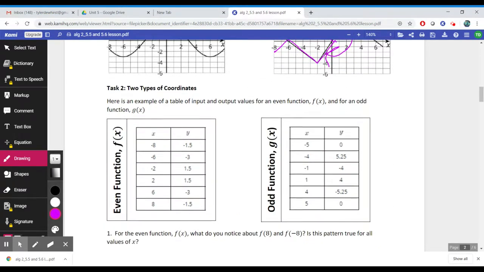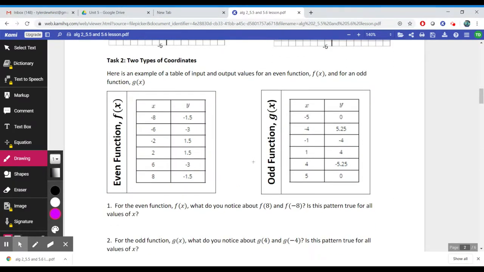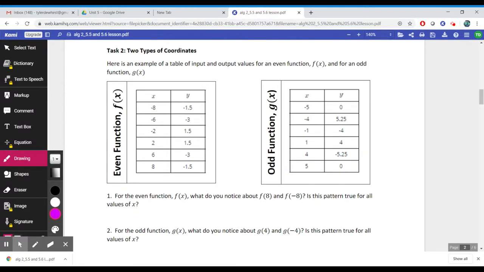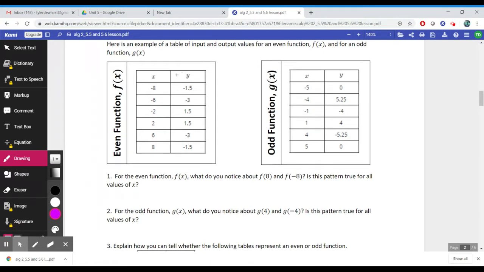So using that knowledge, let's go ahead and take a look at this next task. It says, here is an example of a table of input and output values for an even function f of x and for an odd function g of x. So the first step is, for the even function f of x, what do you notice about f of 8 and f of -8? Is this pattern true for all values of x?